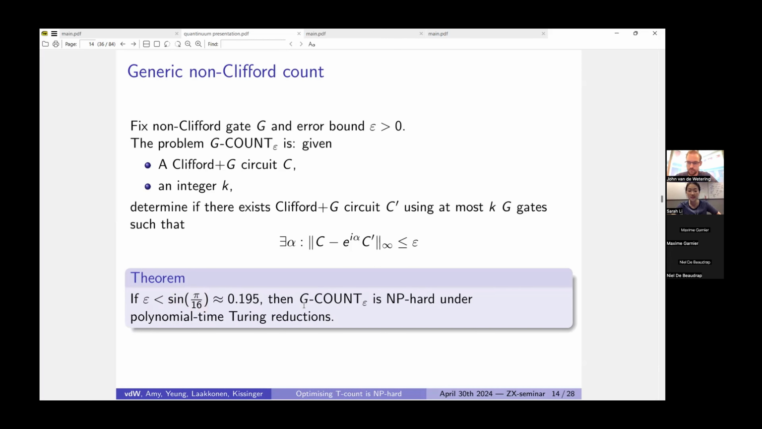Leah has a question in the chat. For the recording purposes, maybe I should just read it. So the norm for the G count circuit distance. So this is the operator norm. These are finite dimensional matrices, so you can calculate it in finite time. Essentially it's the supremum over the differences on arbitrary normalized input vectors.